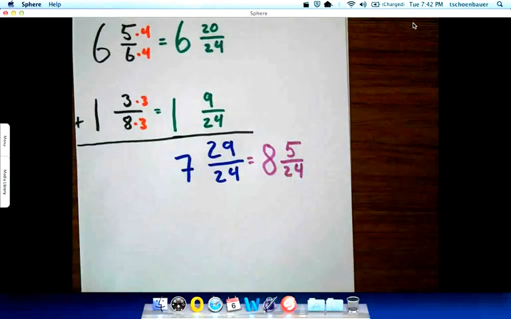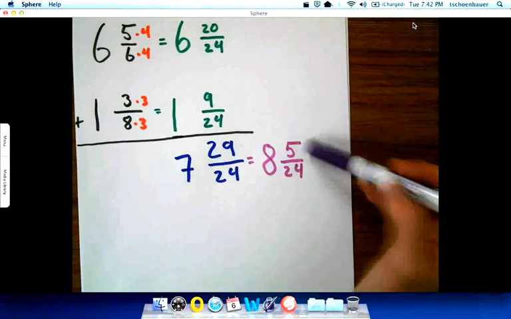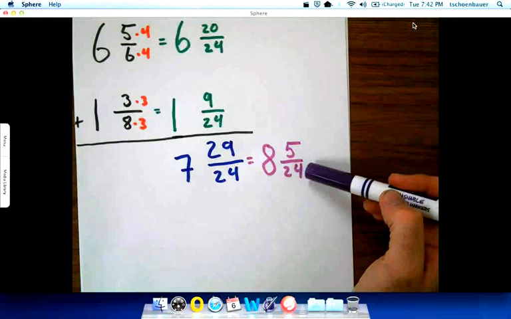Checking to make sure that my fraction piece still can't be simplified, 5 and 24 only share a common factor of 1, so I know that it's in simplest form.